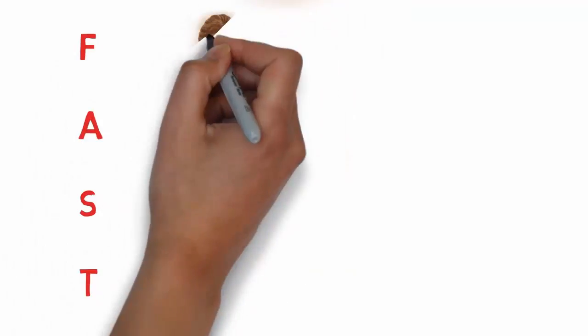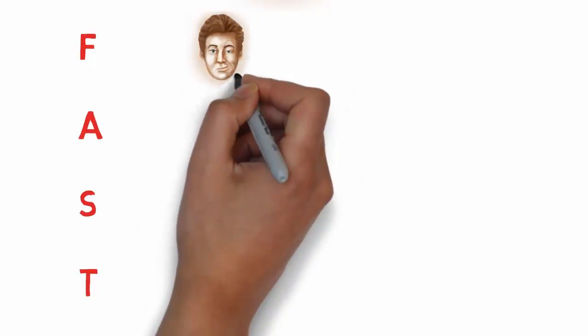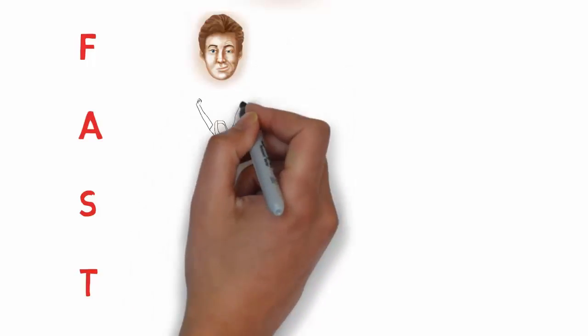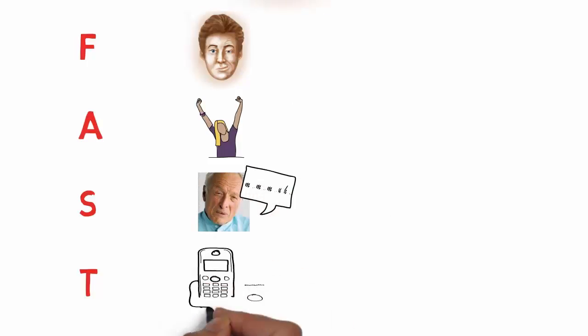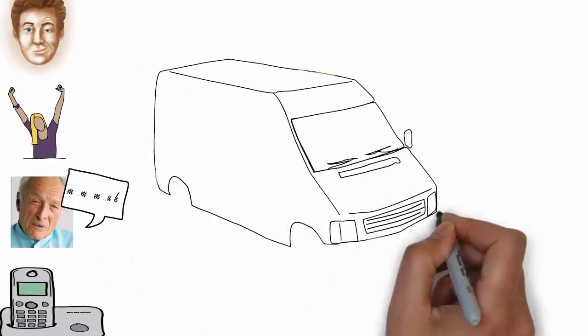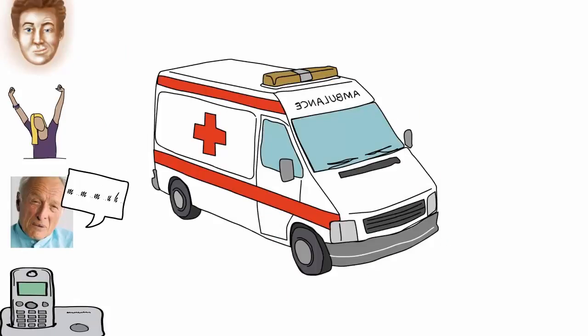For easy understanding, just remember FAST. F for face: is there any distortion in the face? A for arm: can you lift both your hands? S for speech: can you speak properly? T for time: if you notice any one of these symptoms, it's time to go to the doctor without wasting a single minute.